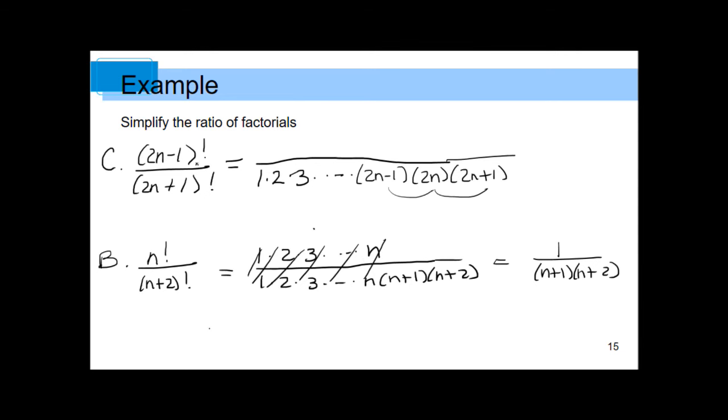Okay, and then in the numerator, I have 1 times 2 times 3 all the way up to 2n minus 1. So everything from 2n minus 1 down is going to divide out, and we're just going to be left with 1 over 2n times 2n plus 1. All right.